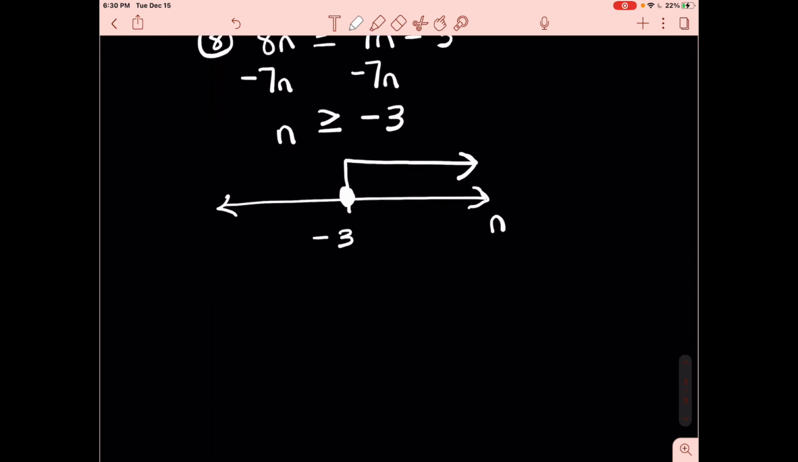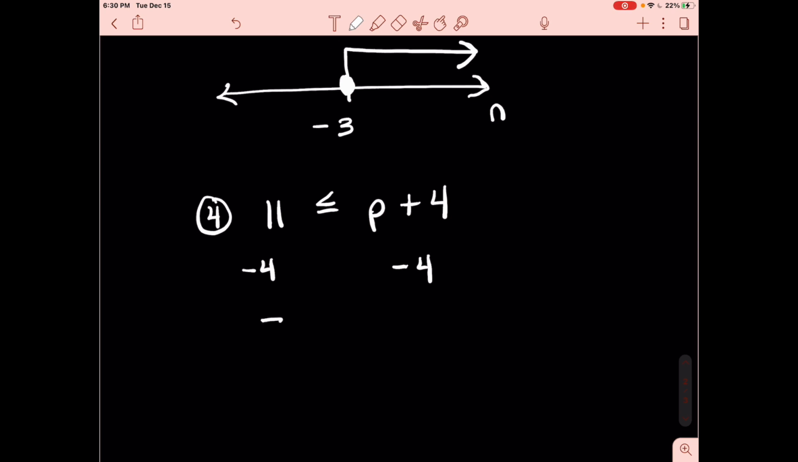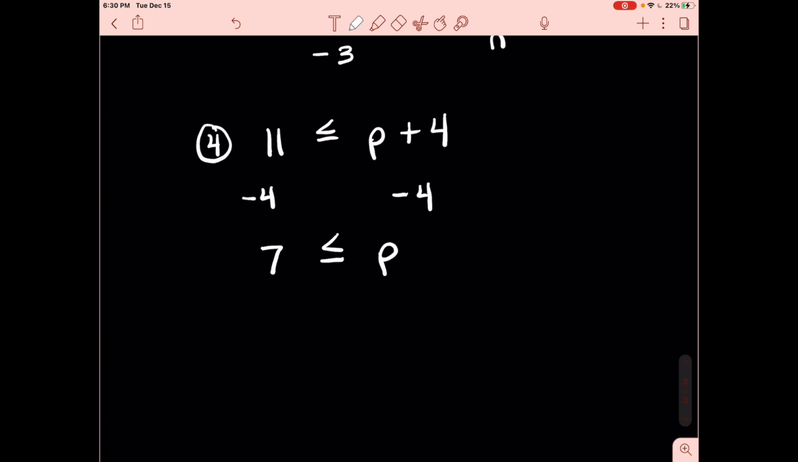All right, I want to show you one where sometimes, let's say we were doing number 4, and I have 11 is less than or equal to p plus 4, and I'm going to subtract 4 on both sides, and I get 7 is less than or equal to p. Now, I don't like it when the variable is on the right. It's confusing for me that 7 is less than or equal to p.